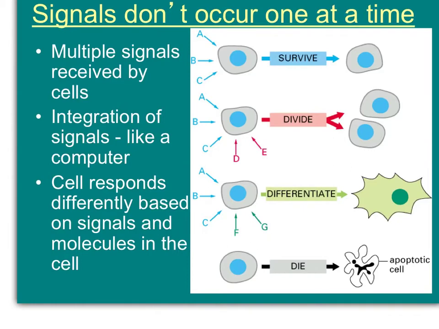So a cell can receive signals A, B, and C, and when it gets A, B, and C, it survives. It's okay, do whatever you need to survive. Another cell, the same type of cell, if it gets A, B, and C plus D and E, that might mean not only survive, but now I want you to divide because I need more of you. Here you have A, B, C, F, and G. Not only do I want you to survive, I want you to differentiate into a different kind of cell. Yes? So the cell needs signals just to survive? Yeah, cells need signals to survive.